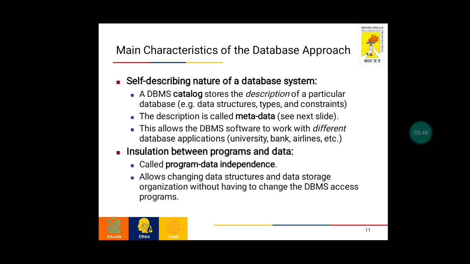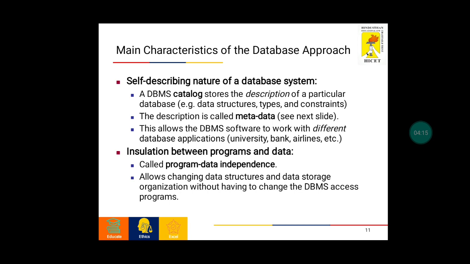Next, we are going to see some of the main characteristics of the database approach. Self-describing nature of a database system. First one, a DBMS catalog stores the description of a particular database, for example data structures, types, and constraints, etc. The description is called metadata. This allows the DBMS software to work with different database applications such as university, bank, airlines, etc.